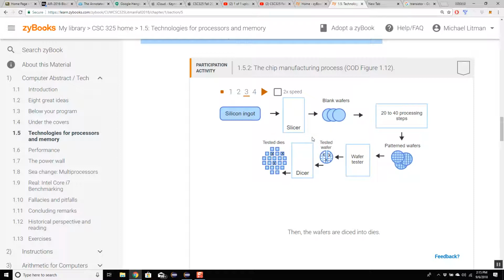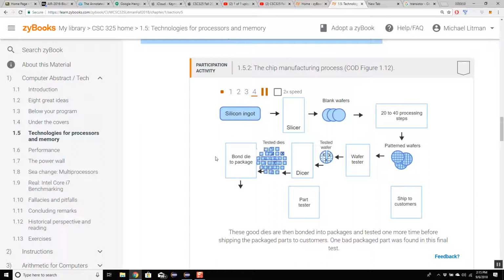So once they've said, okay, this wafer is good, we're going to chop it up into individual dies on which we're going to actually build our data paths. All right, so this is our package die. Somewhere in here is where the data paths are created. So this is what we build our processors on top of.